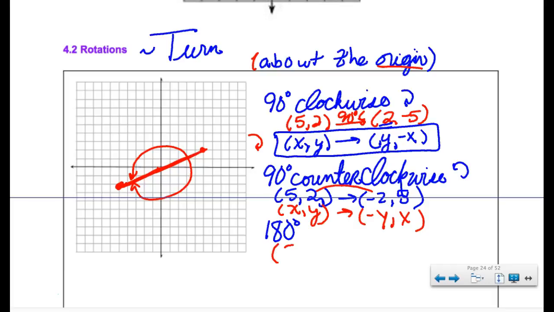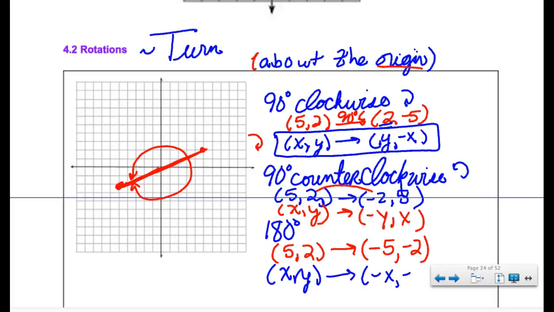So what happened to 5, 2 under my 180-degree turn is it went to the opposite. Nothing got swapped or anything. So that's what we're going to write for our rule. It takes every point x, y, and maps it to the opposite of x and the opposite of y. By the way, a 90-degree counterclockwise is also a 270 degrees clockwise, because remember there's 360 degrees in a circle, so it would complete the circle.